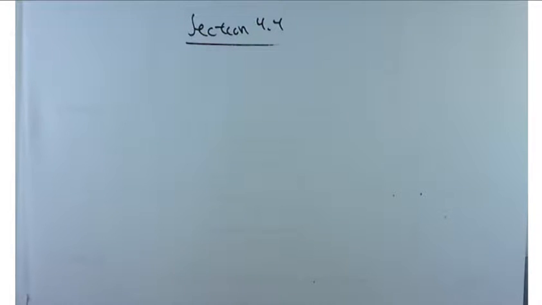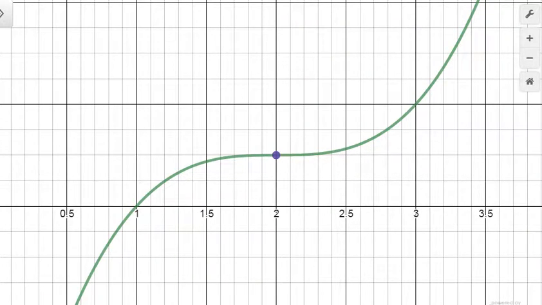Section 4.4 is going to talk about concavity, which is kind of a subtle nuance about the shape of a graph. And I can kind of explain concavity if we look at this picture. So from left to right, as you look at this function, the function is increasing, right?